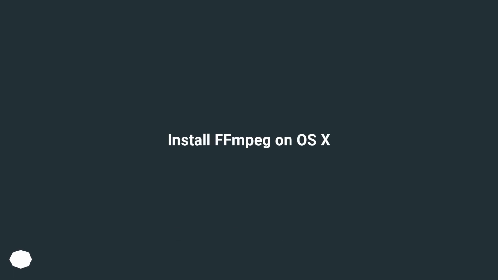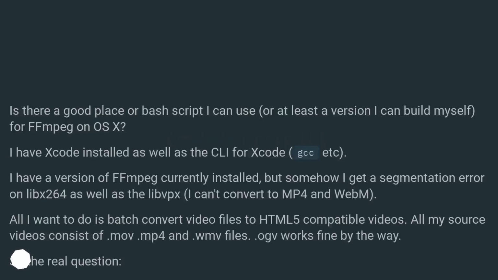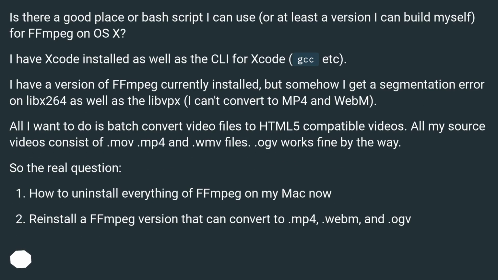Install FFmpeg on OS X. Is there a good place or bash script I can use, or at least a version I can build myself, for FFmpeg on OS X? I have Xcode installed as well as the CLI for Xcode, GCC, etc.